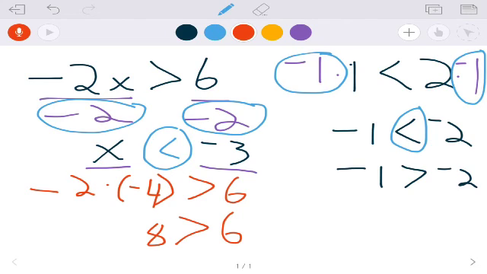So the big takeaway from this: everything else with inequalities pretty much works the same, except when you have to multiply by a negative number, that's going to swap your inequality sign around. Now, if it's a greater than or equal to or less than or equal to, it's still going to be greater than or equal to or less than or equal to, but it's just going to swap directions. And that should be all you really need to be able to handle this week's more advanced questions that we're looking at.